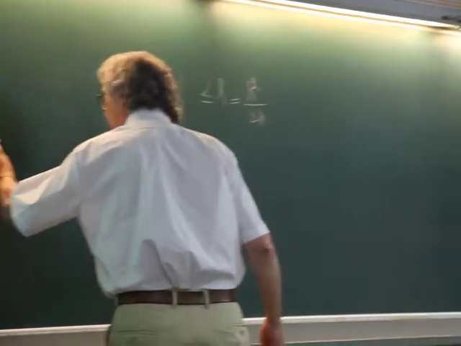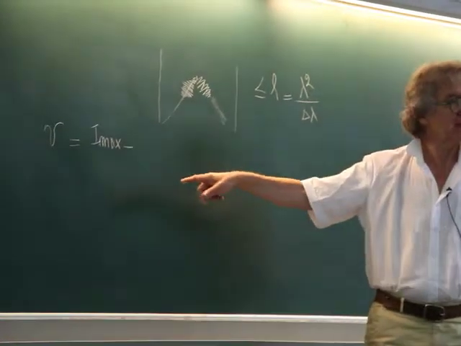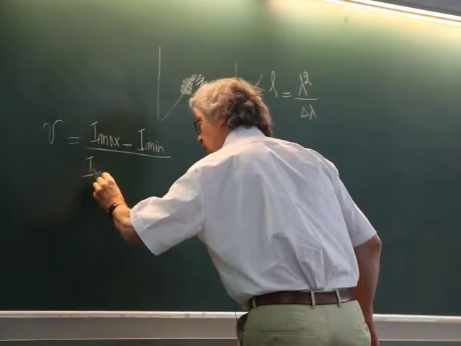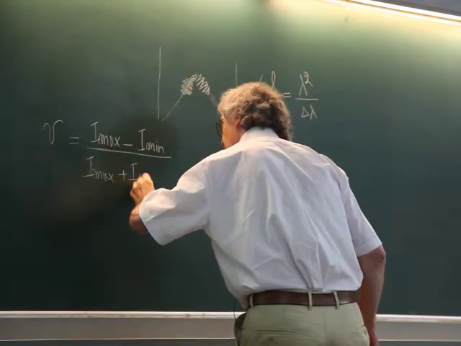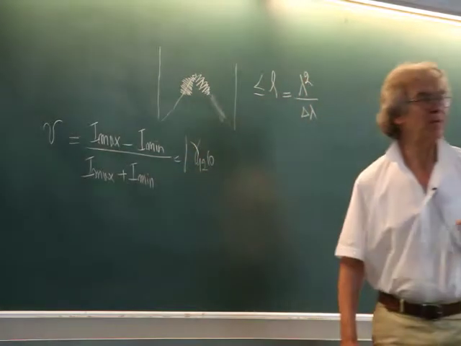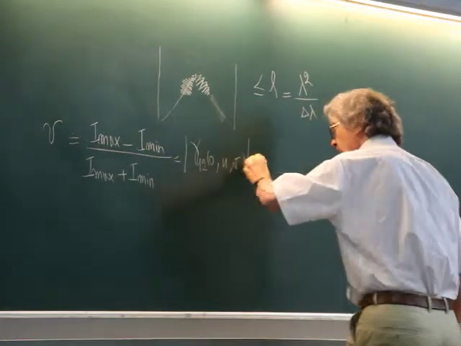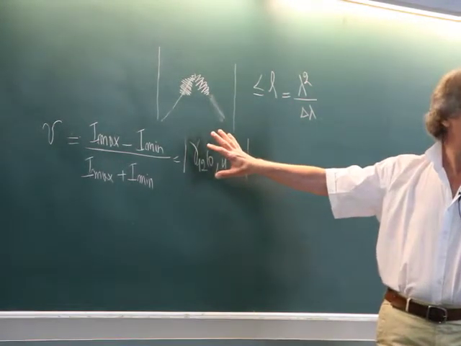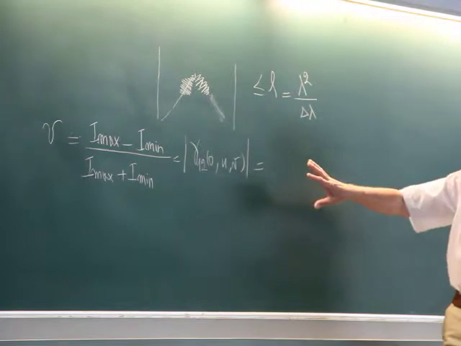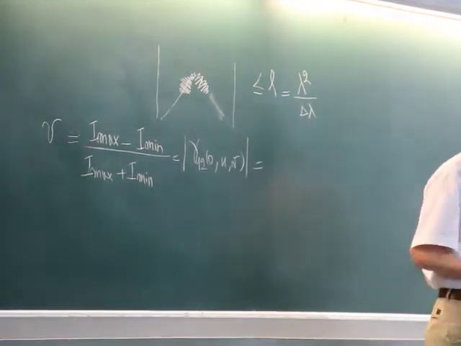We saw that the visibility, which was defined as the difference between the maximum intensity of the fringe minus the minimum one, divided by I max plus I min, was in fact equal to the modulus of the complex degree of mutual coherence, which depends on two frequencies u, v. This modulus is not always equal to one; it can be equal to zero or intermediate values. Then what we established during the previous lecture is that this modulus is nothing else than the Fourier transform of the normalized intensity distribution over the source.